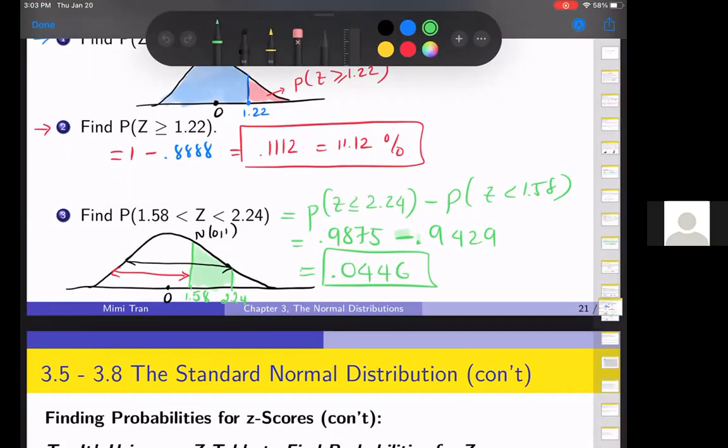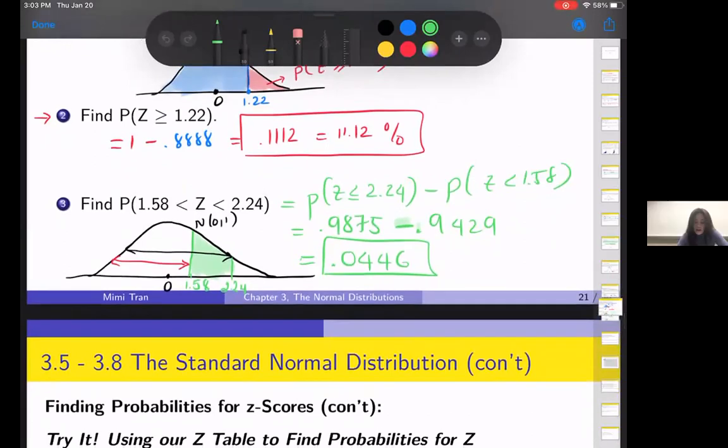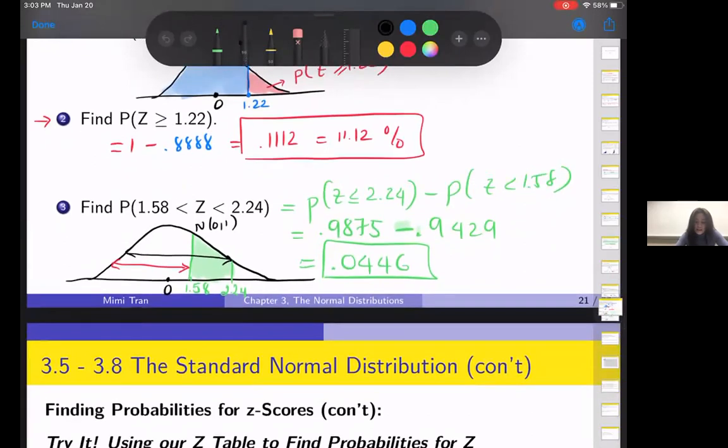What I did in the next step is just rewrite this in that term. So this is the probability of Z is less than or equal to 2.24 minus the probability of Z less than 1.58. Now, if someone had the equal sign here, that's fine because it's a continuous probability.